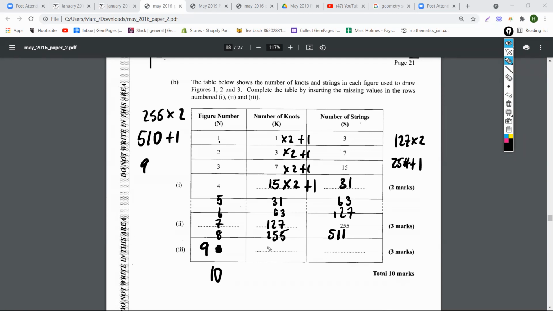So 9 would be 511 here. 511 times 2 would be 1022, plus 1, so it's 1023. And then for the 10 now, which is the one that it's asking us to find, I would put 1023, multiply that by 2, that would be 2046, plus 1, 2047. And that would be my answer.